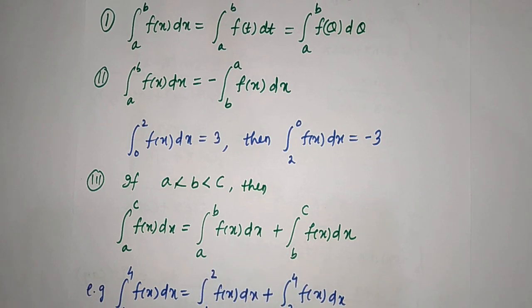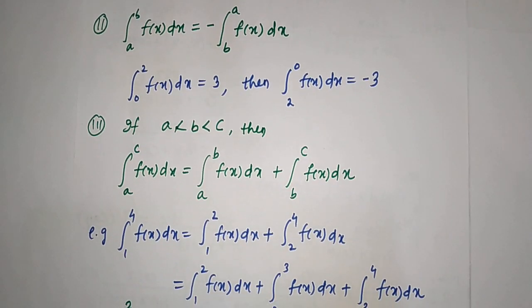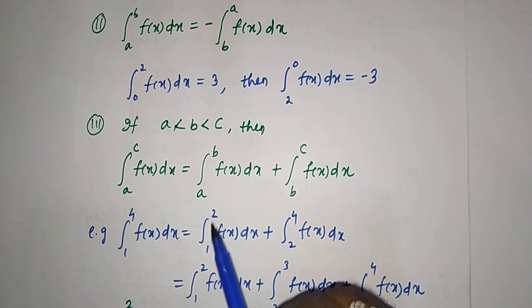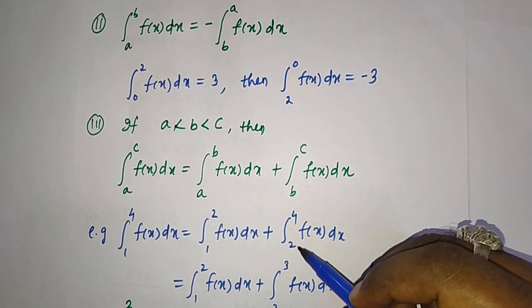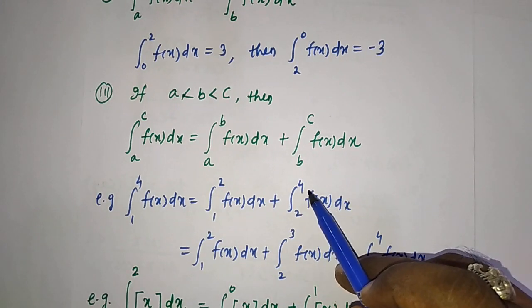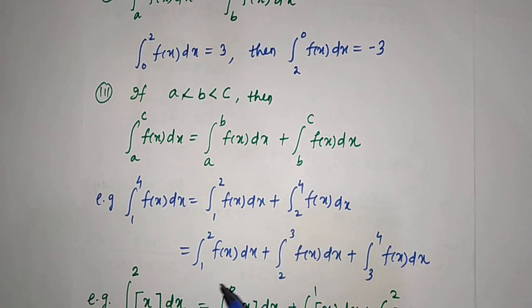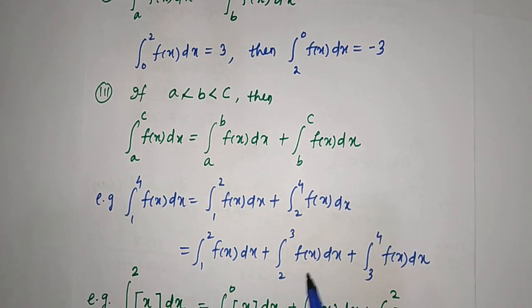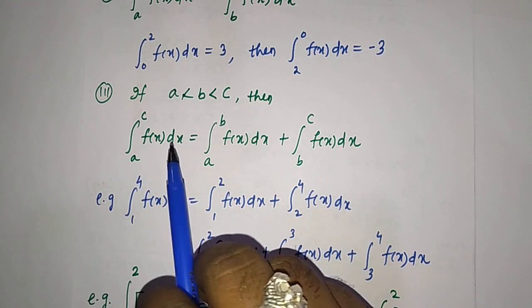See, one example is there. Suppose we have to integrate f of x from 1 to 4, then we can split it like this: integration of f of x from 1 to 2 and integration of f of x from 2 to 4. And again we can split, here 2 to 4 is there, in between 3 is there, so we can also split it here. Like see here I have written integration of f of x from 2 to 3 plus integration of f of x from 3 to 4. So this integration of f of x from 1 to 4 can be split like this using this formula.